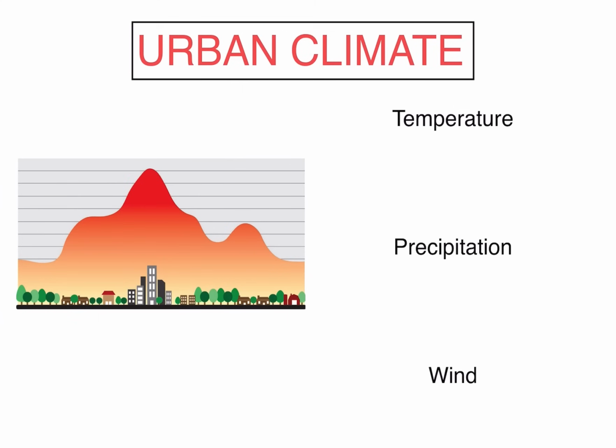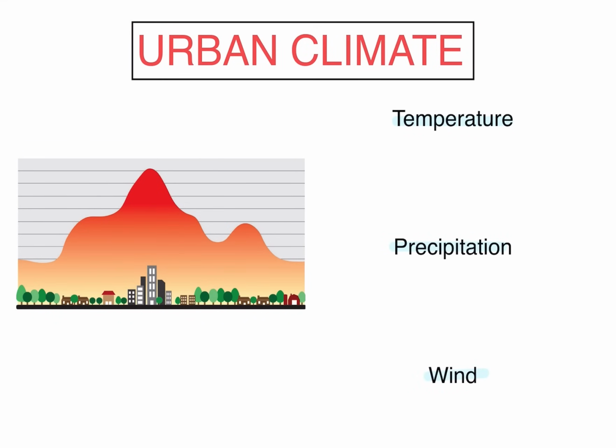So really you can talk about urban climate, I think, under sort of 3 headings, and those are the ones that I've put here on the screen. So I might say, right, the first thing we'll talk about then is temperature, then we'll look at precipitation, and then last but not least we'll think about wind.